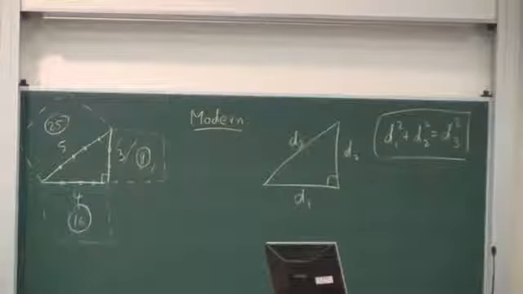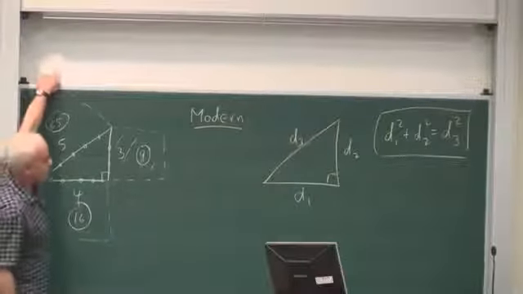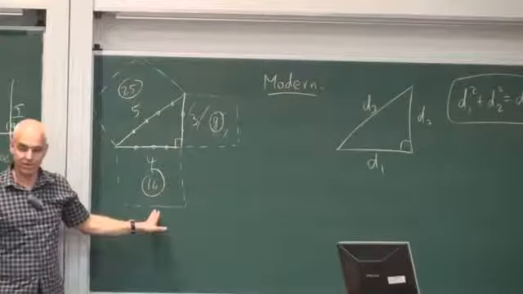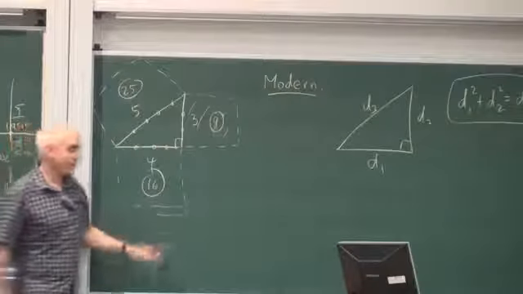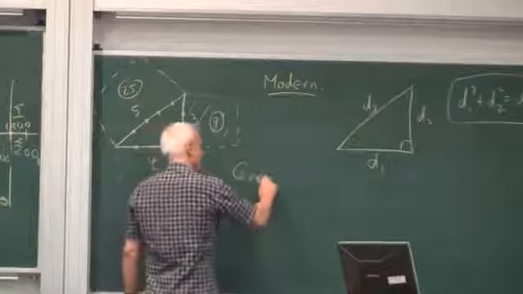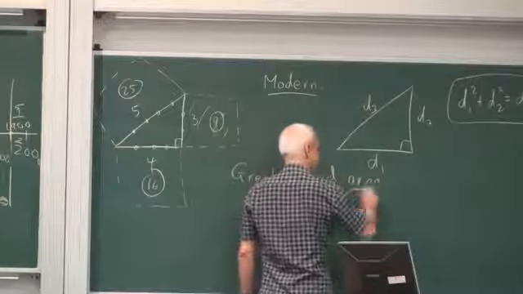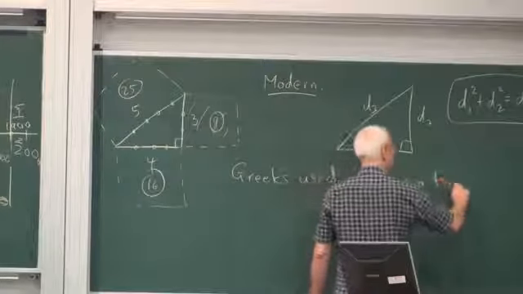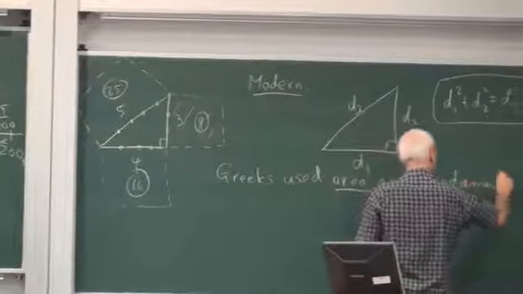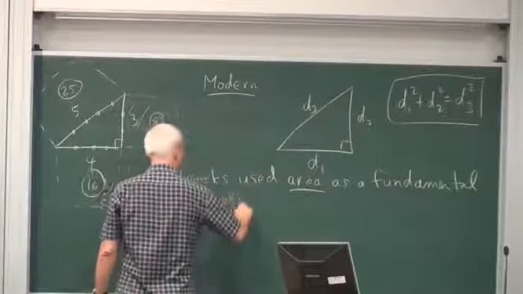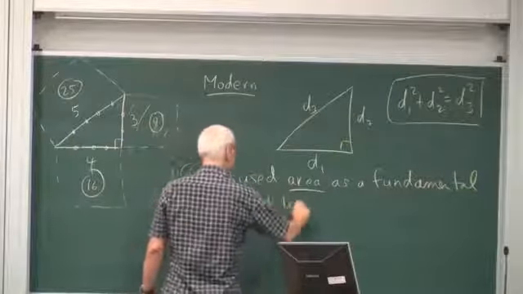But that's not actually the way the ancient Greeks thought about the theorem. The ancient Greeks thought about the theorem not in terms of lengths, but rather in terms of areas. So the Greeks used area as a fundamental concept, not length.